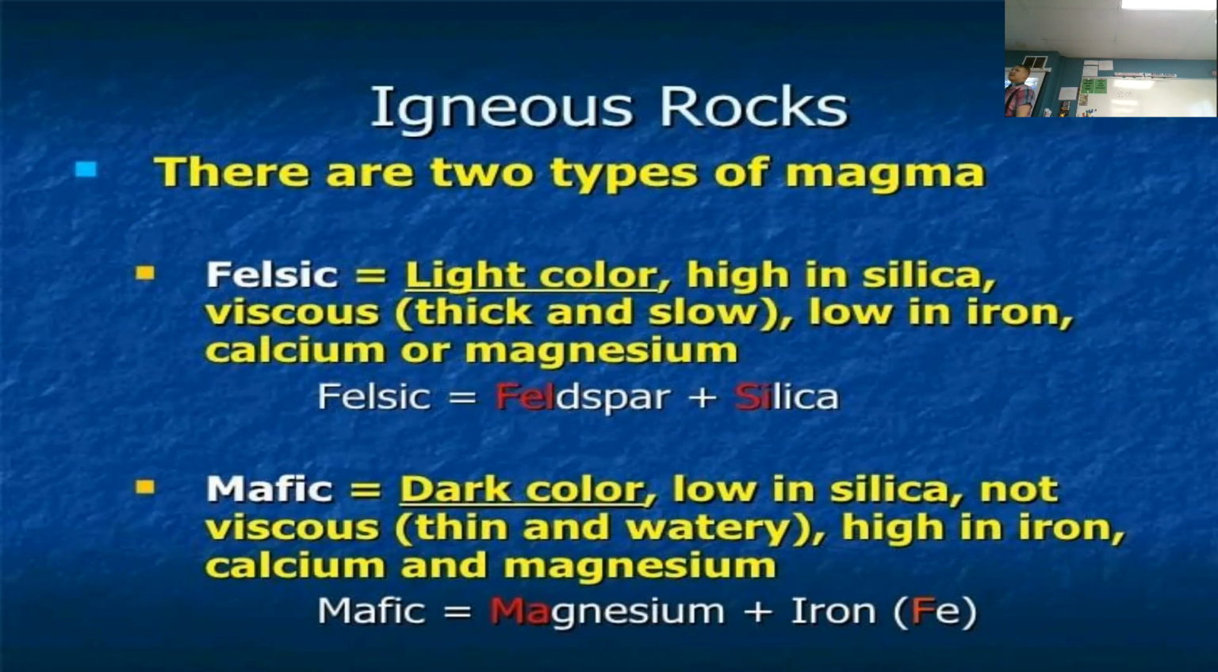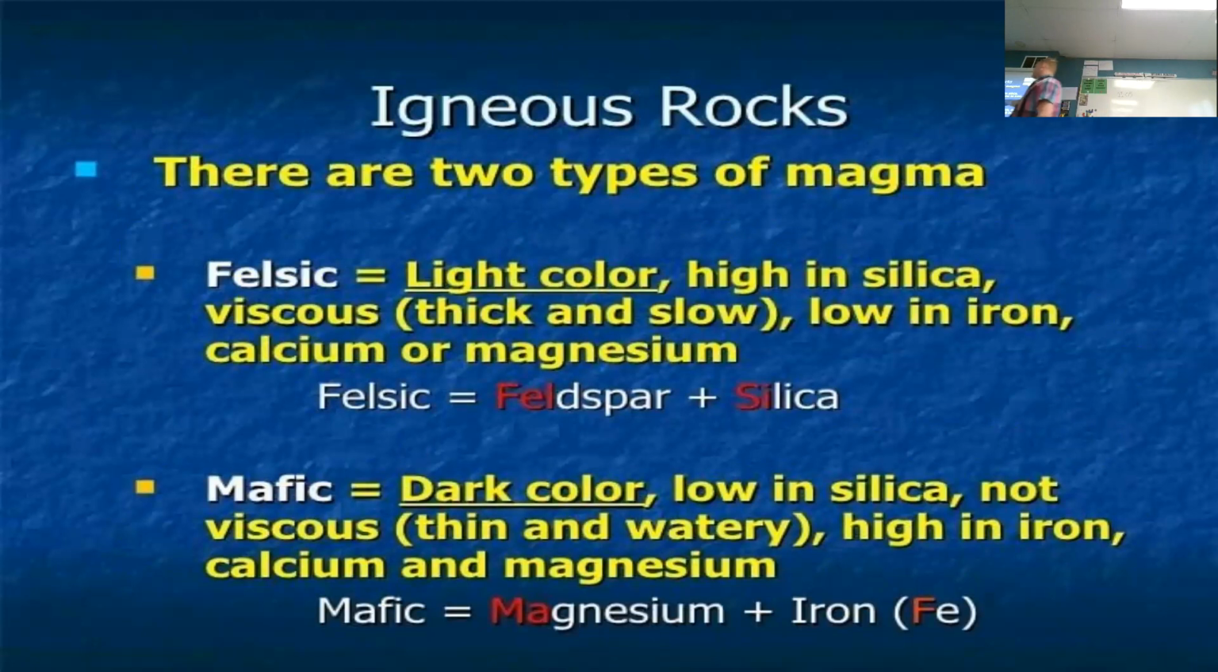And it is very viscous. What does viscous mean? Thick. Thinking of like blood. You'll hear blood described as being very viscous because it's a thick liquid. And it is a slow process. It is low in iron. Where is there a lot of iron? Iron is going to be more in the mafic, and then calcium and magnesium also more in the mafic category.